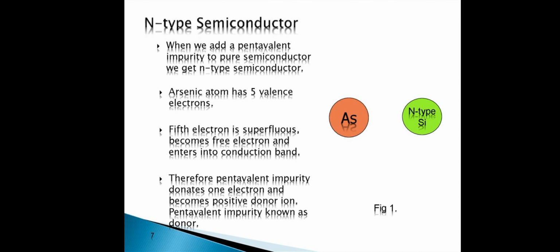Next, n-type semiconductor. When we add pentavalent impurities to a pure semiconductor, we get n-type semiconductor. Arsenic atom has 5 valence electrons. The fifth electron is superfluous, becomes a free electron and enters into the conduction band. Therefore, the pentavalent impurity donates 1 electron and becomes a positive donor ion. Pentavalent impurity is known as donor.